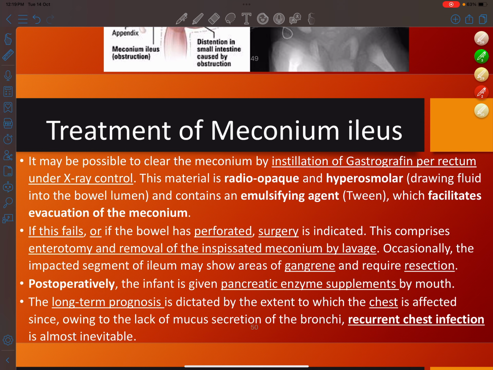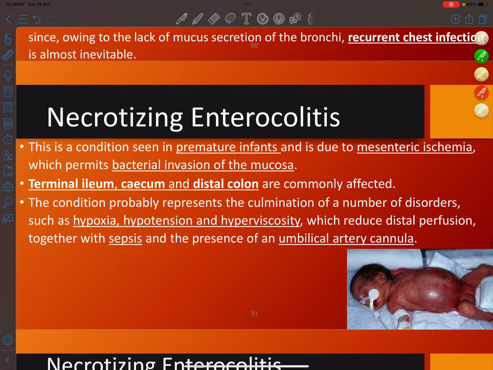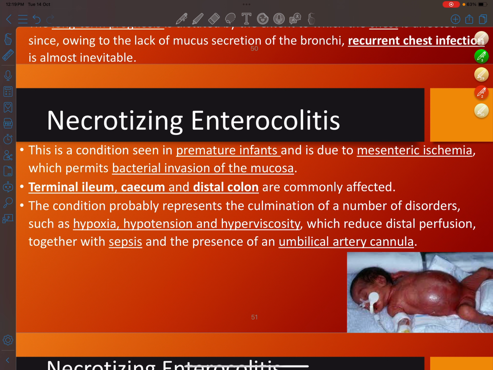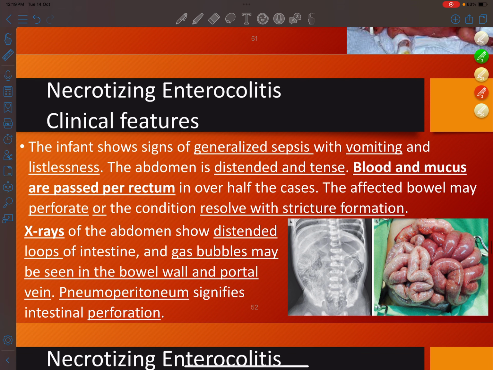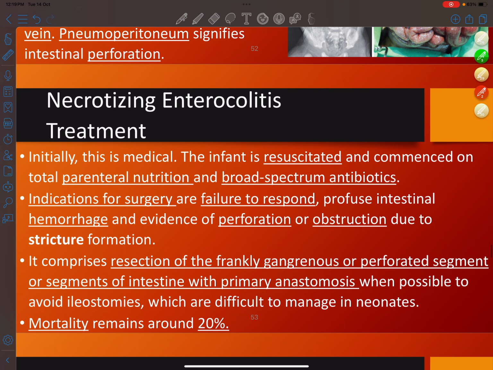Necrotizing enterocolitis, seen in premature patients, results in ischemia, and the child is very toxic, and the mortality is high.